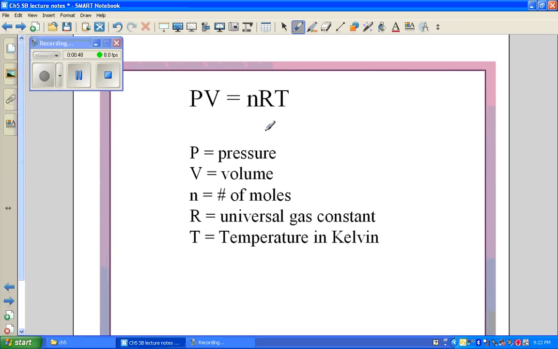Now, unlike Boyle's law, where if you had both pressures the same, it didn't really matter what it was, for the ideal gas law we need to have our pressure in atmospheres. For volume, it needs to be in liters. And obviously we have moles with the universal gas constant, and our temperature has to be in Kelvin. So remember that you have to take degrees Celsius and add 273 to get it into Kelvin.